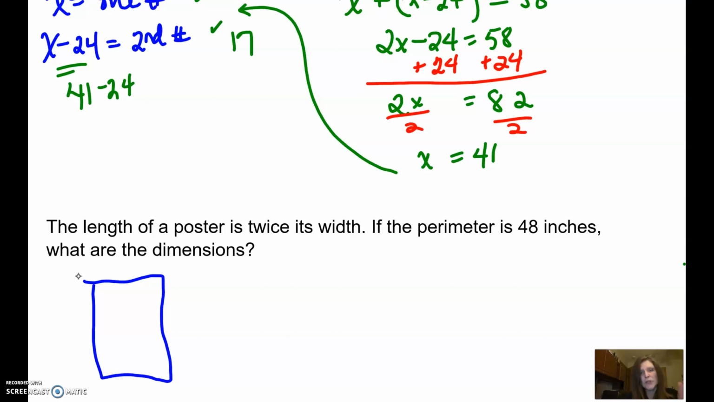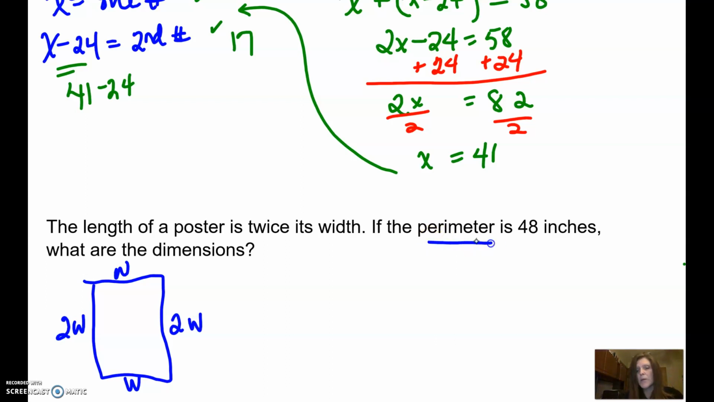Again, I'm only allowed to use one variable. So which one should it be? Well, the length is given in terms of the width. So the width is like my standard. So I'll let the width be W. Then the length is twice that. So twice means 2 times. So the length, the other side, would be 2W. And again, the two lengths are going to be the same.